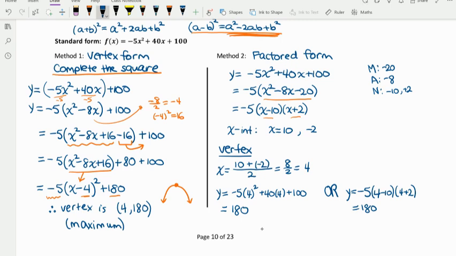So my vertex is 4, 180, which turns out to be the same as when we do the vertex form. And again, because of my coefficient of -5, coefficient -5 makes it open down. So it's a maximum at this point.